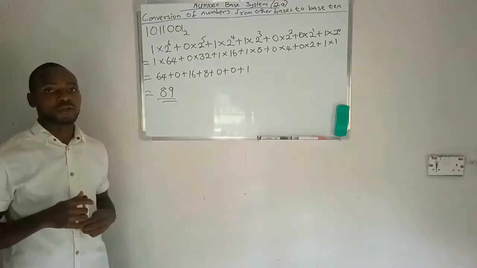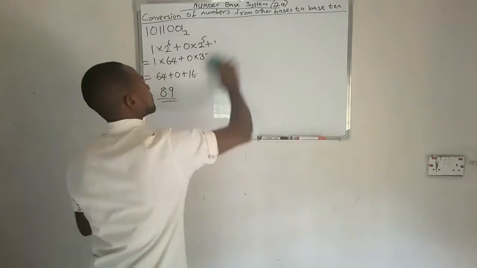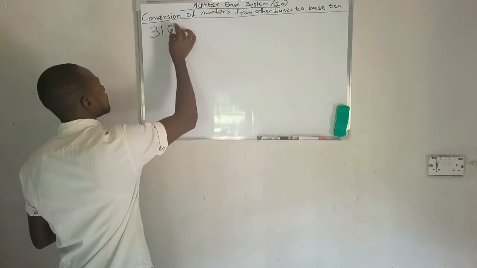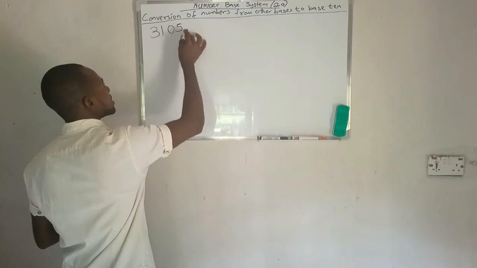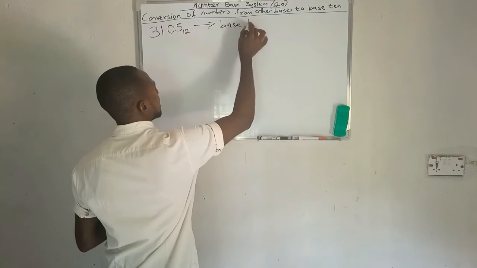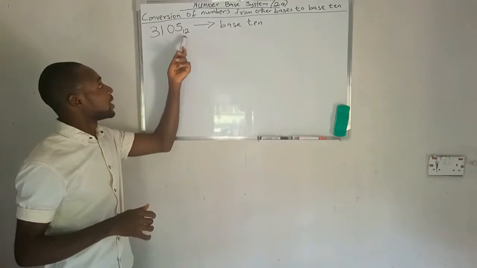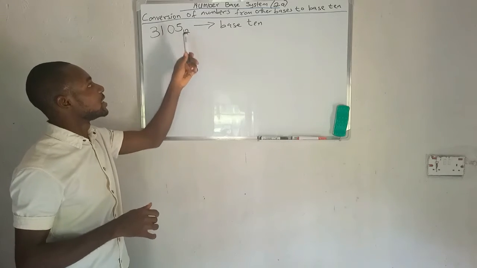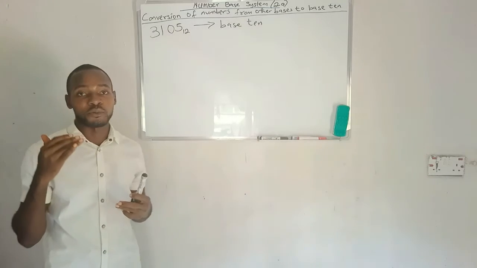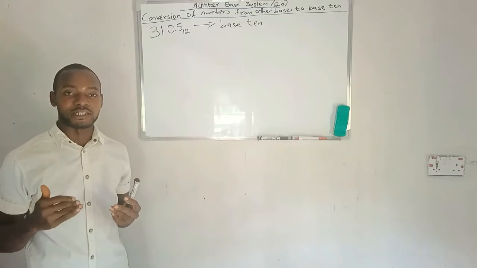So we'll do one more example on conversion of numbers from other bases to base 10. So we want to convert 3105. Let's say this is in base 12, and we want to convert it to base 10. So even though we have a base that is greater than 10 here, somebody might be thinking that we'll have to divide. No, but whenever we want to convert from any number to base 10, we'll multiply whether the base is higher than 10 or whether it is lower than 10.